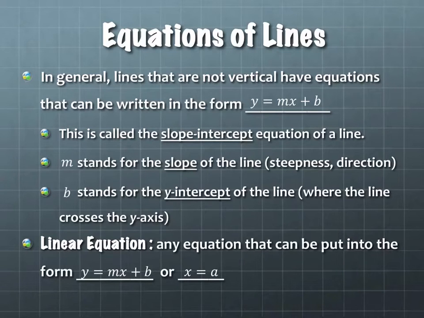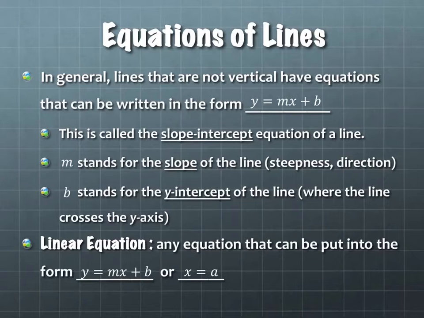m stands for the slope. Slope is direction and steepness. So how tall or steep is the graph? Is it going up, left to right? Does it go up, down, or does it go from down to up? b stands for the y-intercept of the line. That is where it crosses the y-axis.